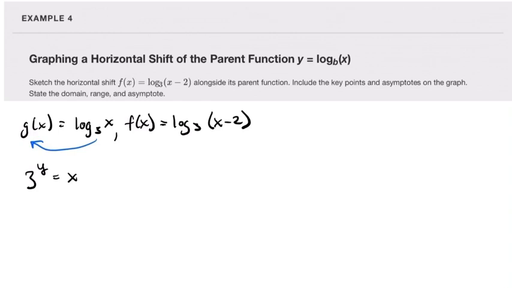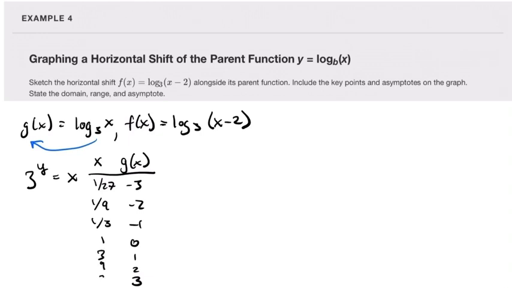So then if we graph our x versus our g of x, we're going to choose several values of y. So we'll go -3, -2, -1, 0, 1, 2, and 3. Okay. So when y is -3, x is 1 over 27, and then 1 over 9, and then 1 over 3, and then 1, 3, 9, 27.